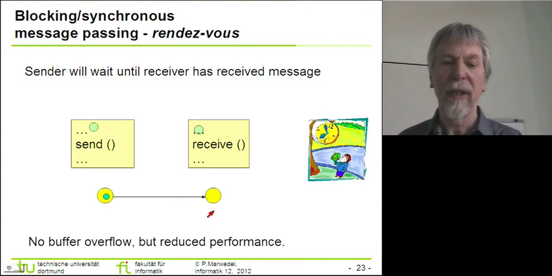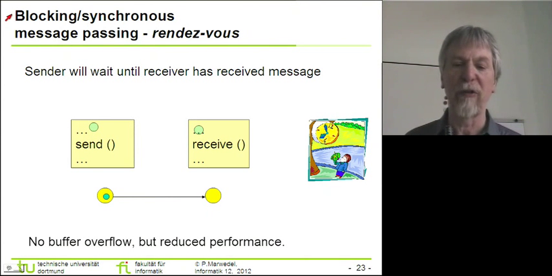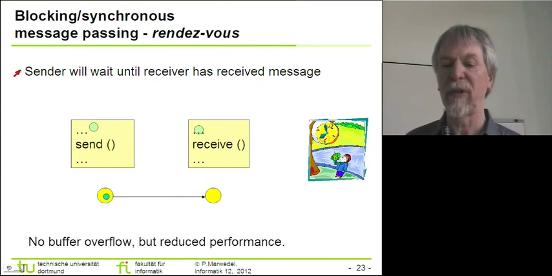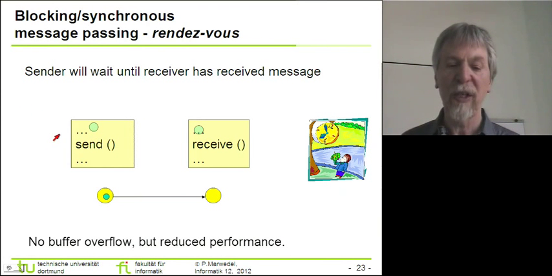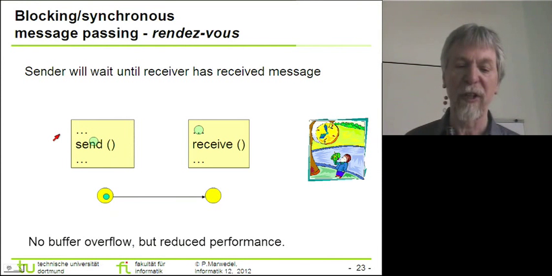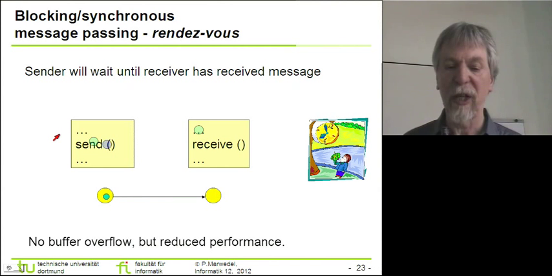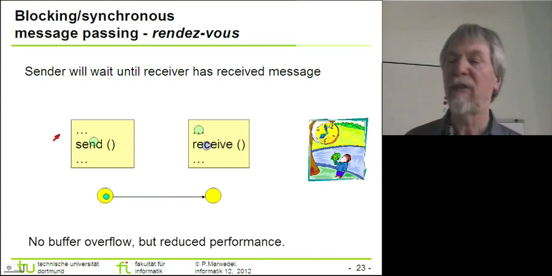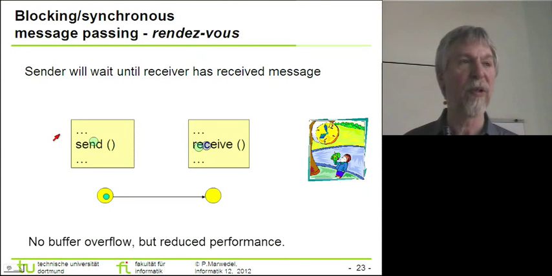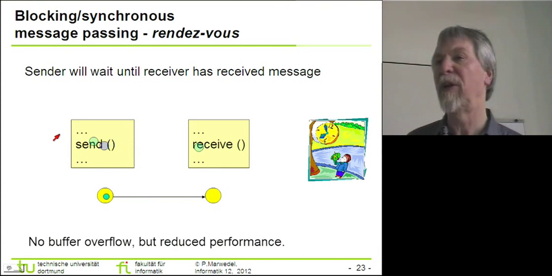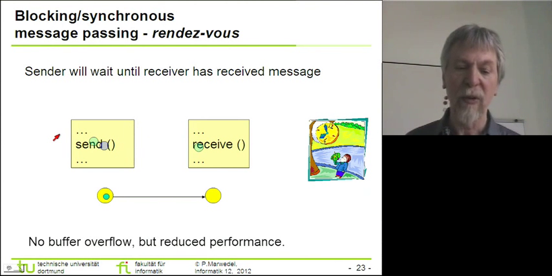On the other hand, there may be a second variant of message passing called blocking or synchronous message passing, sometimes also called rendezvous. In this case, the sender will have to wait until the receiver or recipient has received the message, which means that we assume that the sender is sending this information. This information is sent to the recipient, and now the sender has to wait until the recipient has actually also noticed that this information has arrived. The recipient will then send an acknowledge to the sender, and at that point in time, the sender could proceed.